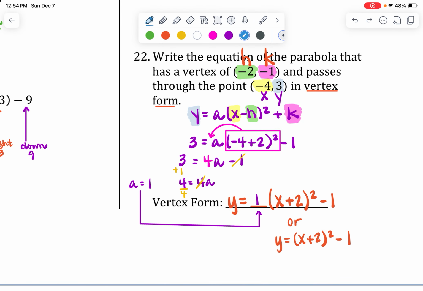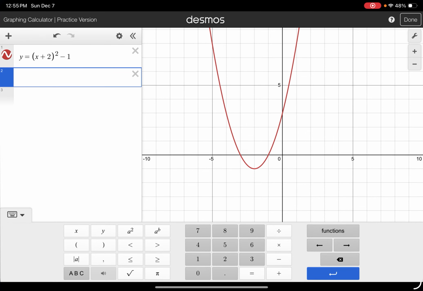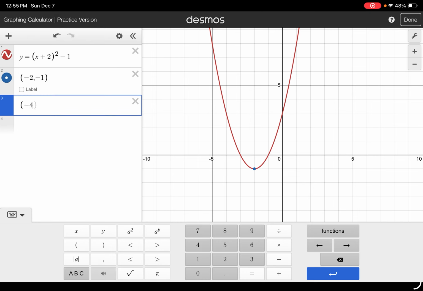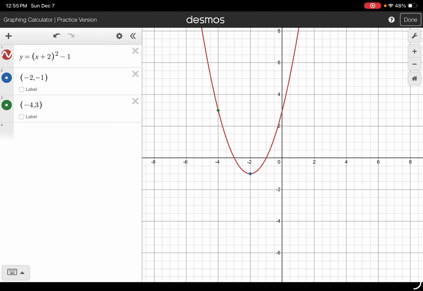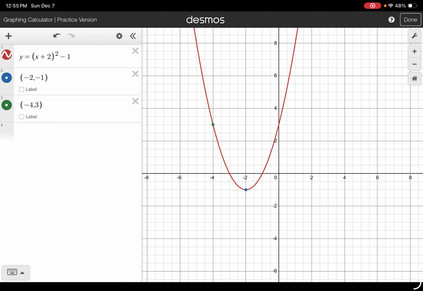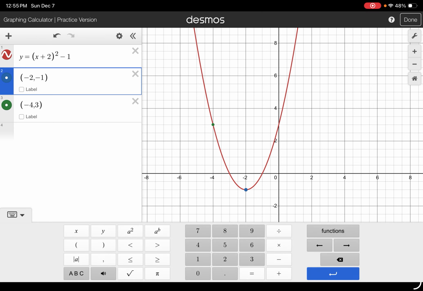The great thing about Desmos is not only can I put in functions, I can put in points. So I'm also going to put in both of these points right here, the vertex and the x, y. I'm going to go put that in my Desmos. (-2, -1) and (-4, 3). And the reason why I want to put those in Desmos is because I want it to plot those points specifically for me. So I can actually, I'll hit the little label button too.